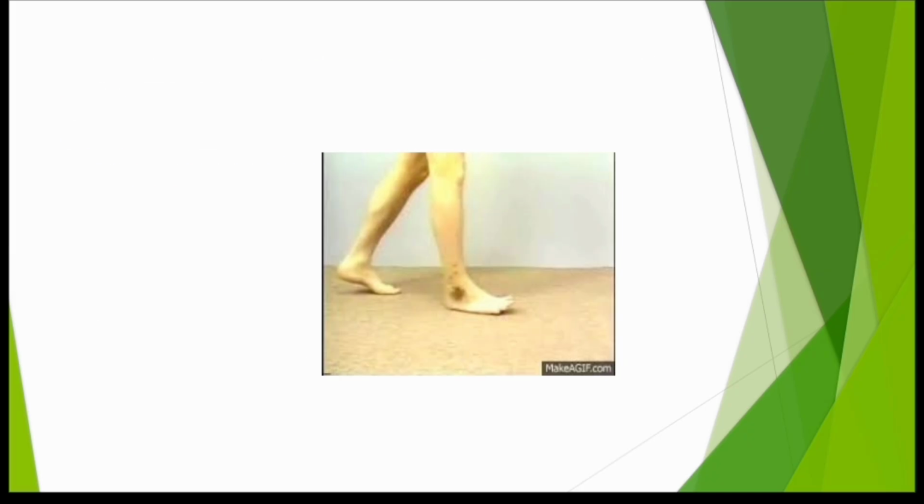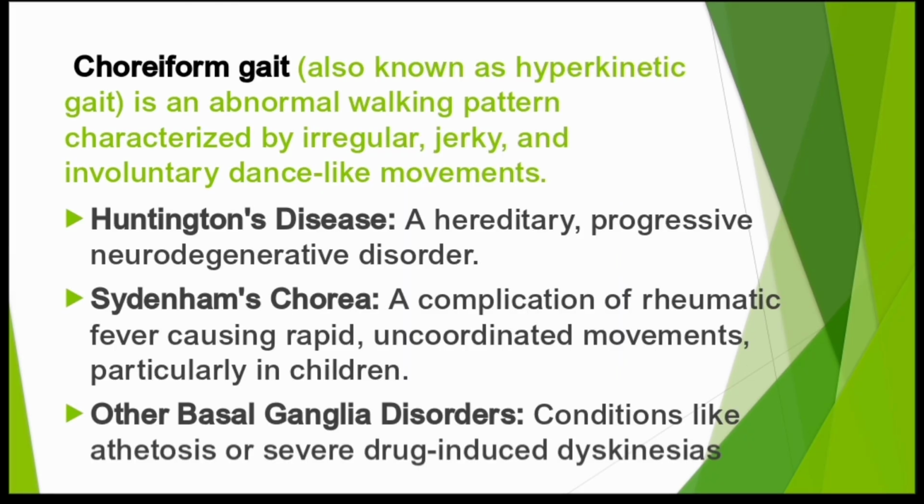Okay, next one is choreiform gait. It's also known as hyperkinetic gait. So it's an abnormal walking pattern characterized by irregular, jerky, and involuntary dance-like movements. Okay, so remember dance-like movements for this hyperkinetic gait. So causes, that is Huntington's disease. It's a hereditary disease. Then Sydenham's chorea, it's a complication of rheumatic fever causing rapid, uncoordinated movements, particularly in children, or any other basal ganglia disorders can lead to this type of gait.